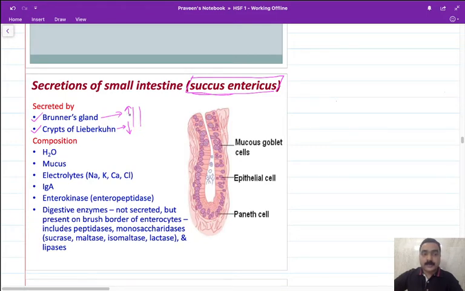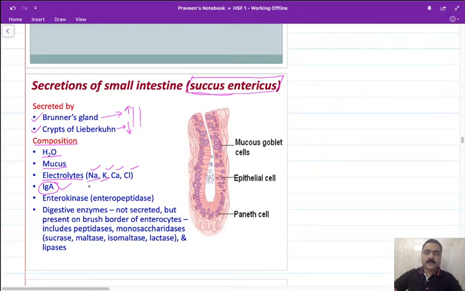The main point we have to know is what the secretions are, the composition of these small intestinal secretions. Of course, there is a very high percentage of water, and a little bit of mucus for lubrication. It includes electrolytes, especially sodium, potassium, calcium and chloride. Mainly concentrate on the sodium and the potassium. And as you know, all the secretions include the protective IgA, the immunoglobulin that protects against bacteria.